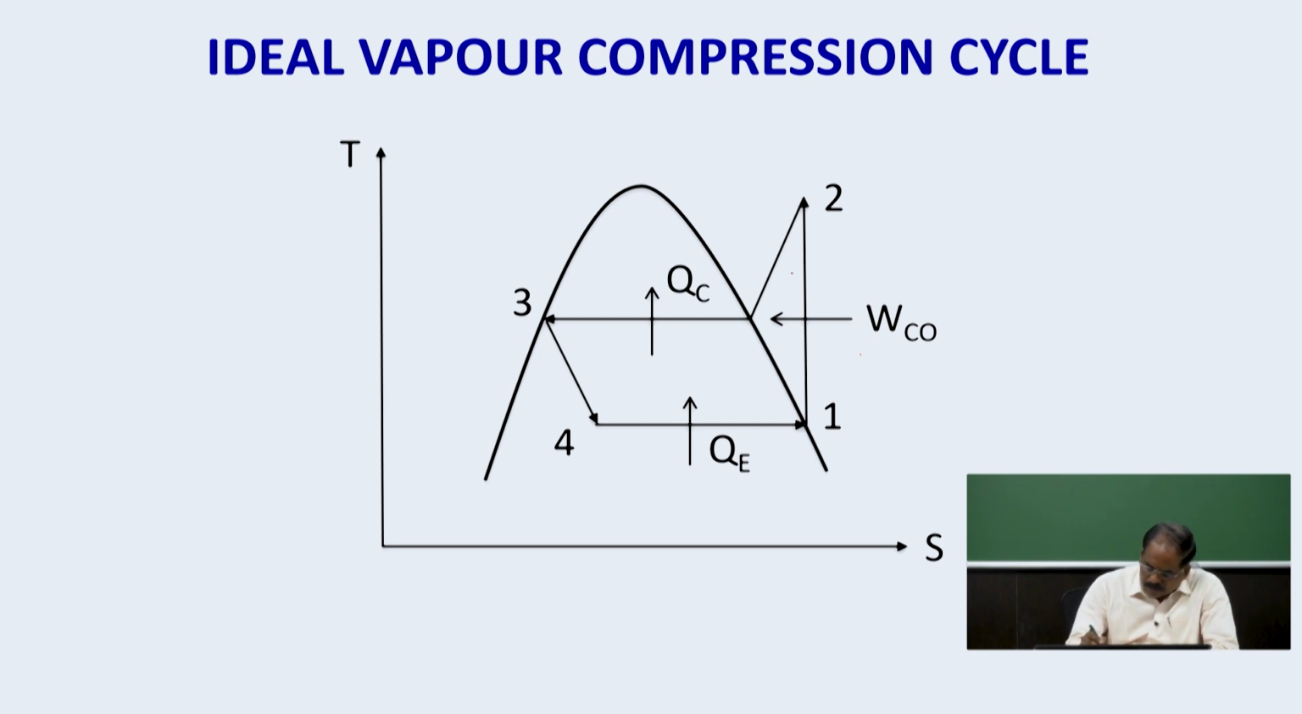So, now this is 2 to 3, the isothermal heat rejection process, then 3 to 4 is throttling, and 4 to 1 is isothermal heat addition process. During this process, the heat is taken away by the refrigerant from the medium, and this heat is thrown outside. That is, heat is transferred from a low temperature region to a high temperature region, which is possible only with the help of external work. That external work is the electrical energy which is supplied to the compressor.